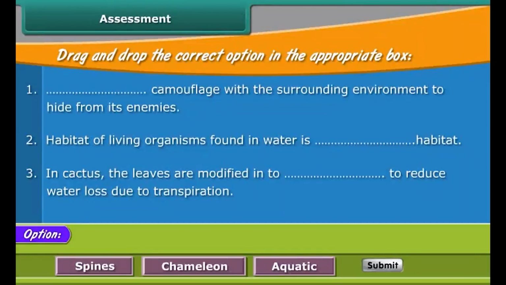Drag and drop the right option in the appropriate box.